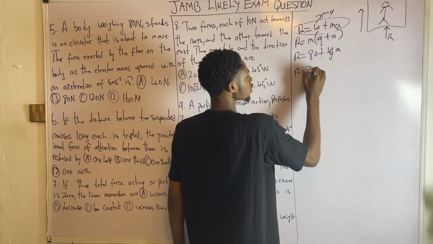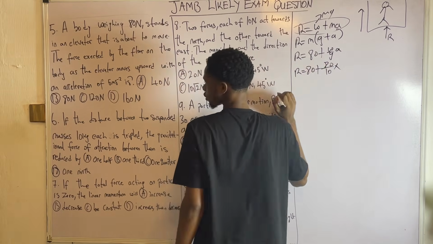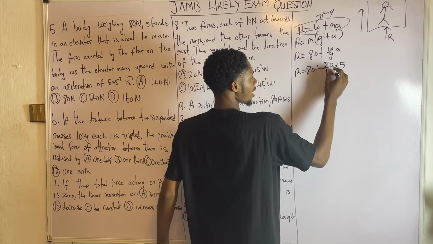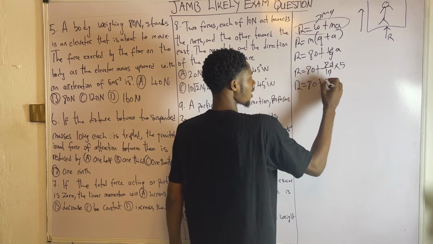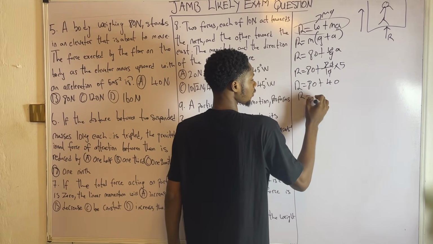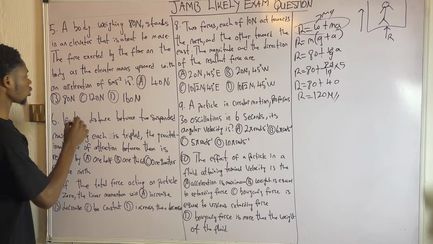So R is equal to 80 plus weight again, 80, over g, which is 10, times acceleration, which is 5. So zero cancels zero. We have R is equal to 80 plus 8 times 5, which is 40, and 80 plus 40 gives you 120 newtons. And that is option C.